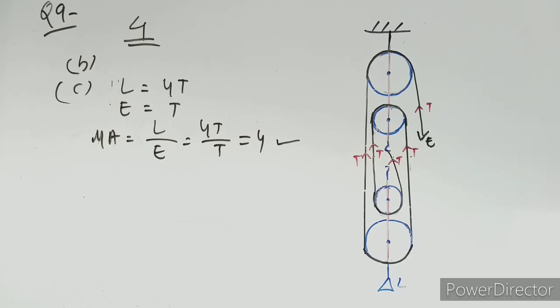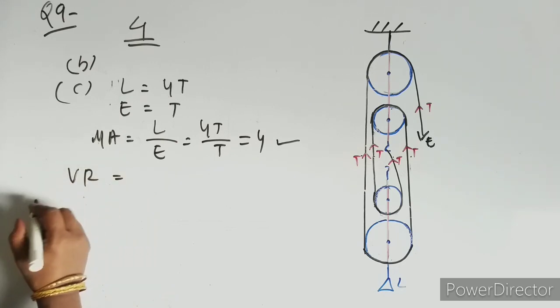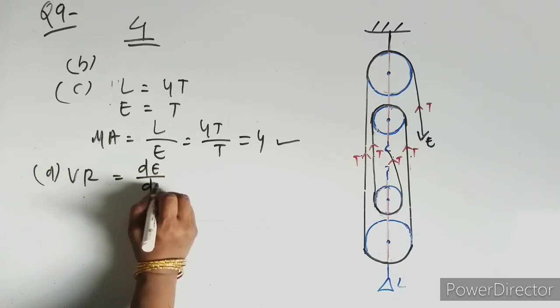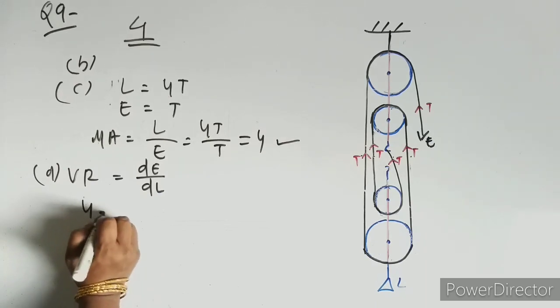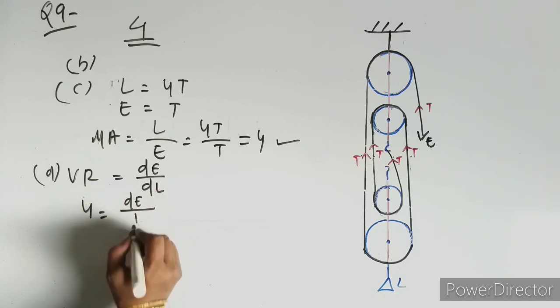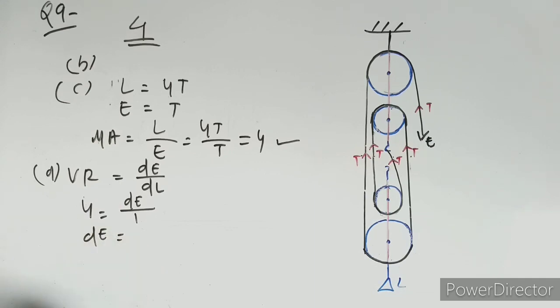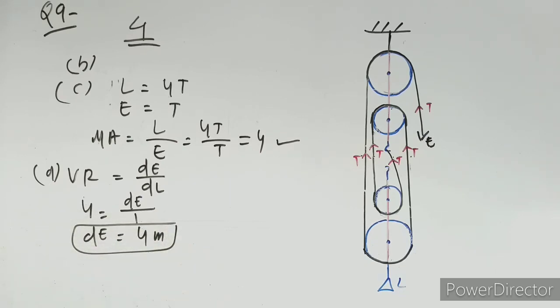When the load is pulled by a distance of 1 meter, velocity ratio is equal to, this one will be the D bit. Velocity ratio equals distance moved by effort by distance moved by load. Here we are getting 4 equals dE, and the distance moved by load is given as 1. So it implies dE, the distance moved by effort, equals 4 meter. This will be that answer.